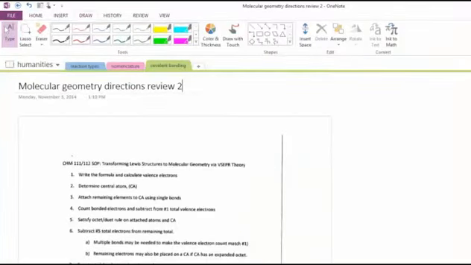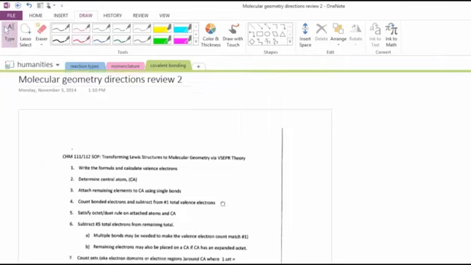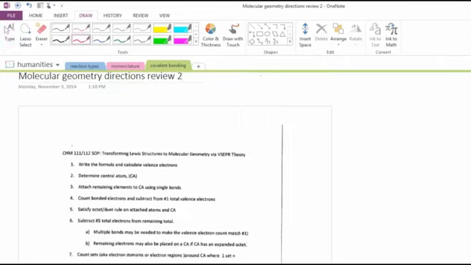So we can follow these steps for all sorts of molecules, or even a polyatomic ion, because we still have covalent bonds, and we know this because we have only nonmetals. So let's go through our steps.